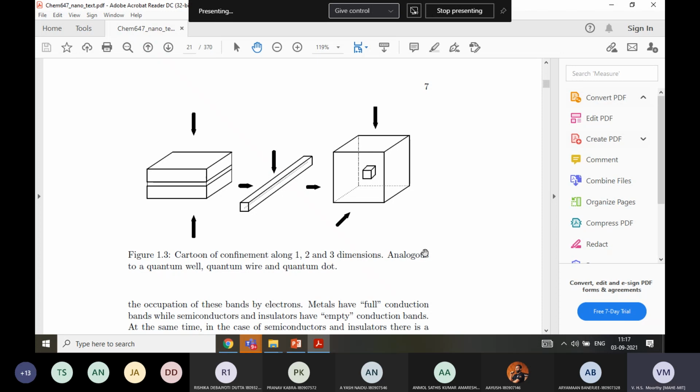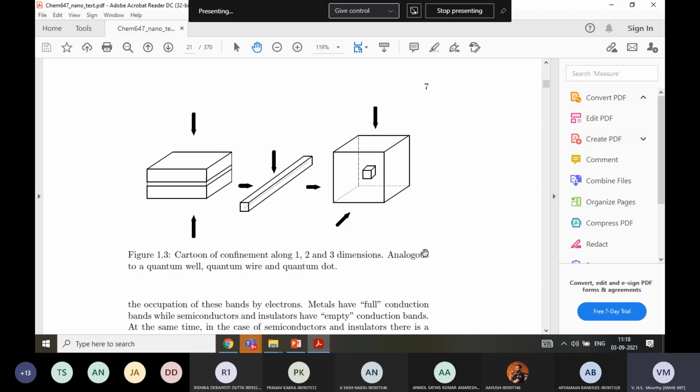Now replace yourself with an electron. What is happening? In normal circumstances, an electron can move in all X, Y, Z directions. But when the Z direction of the material is thin, when there is no material in the Z direction or only a minimum thickness, then what will happen? The electron cannot move in the Z direction as freely as it did.